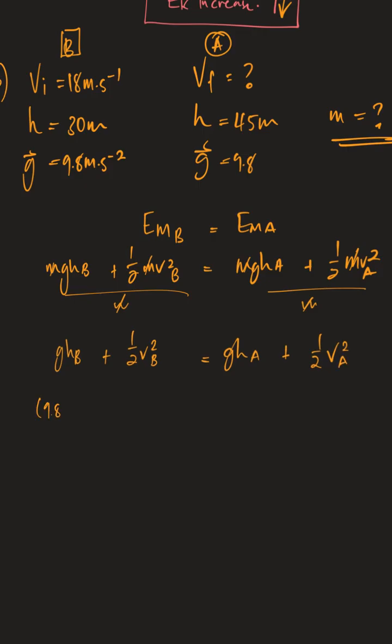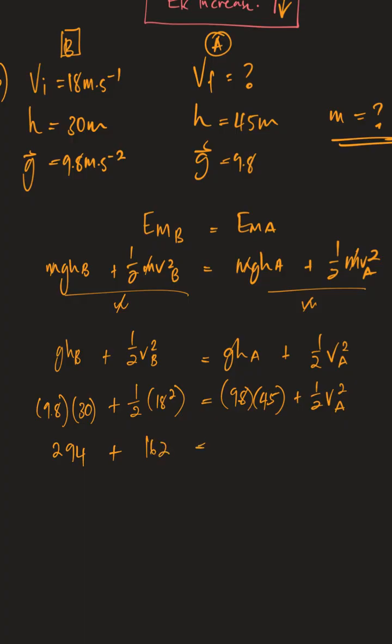The G value is 9.8 multiplied by a height of 30 plus half times 18 squared is equal to 9.8 multiplied by 45 plus half v squared A. All right, so nice and simple. The first one is 9.8 times 30 is 294 plus 18 squared, 324 times a half is going to give me 162, is equal to 9.8 times 45, which is 441, plus half v squared A.